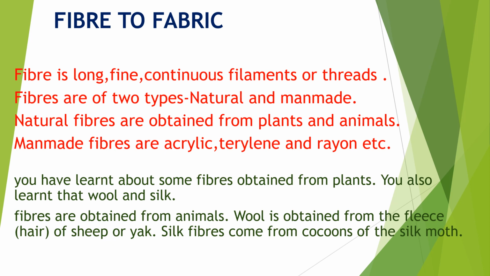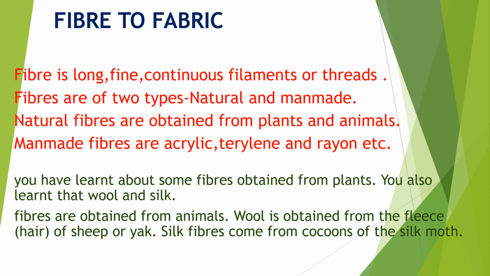Filaments or fibers are of two types, natural and man-made. Natural fibers are obtained from plants and animals. Man-made or artificial or synthetic fibers are, for example, acrylic, terylene, rayon, nylon, etc.